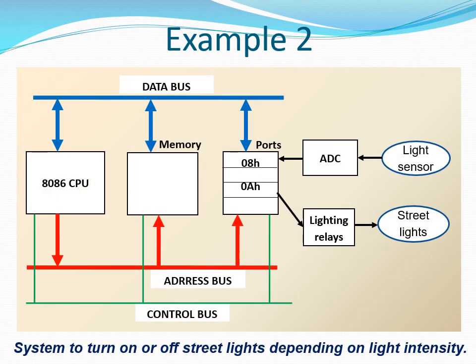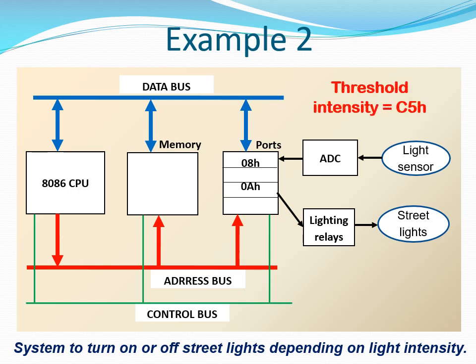Another example that can be used to illustrate the use of labels in programs is a system that switches on or off streetlights depending on light intensity. The system is made up of a light sensor that senses the light intensity and converts it into a signal that is going to be applied into an ADC. The ADC will change this signal into a digital signal, and the output is an 8-bit value that is applied into port 08H. Then the street lights are connected through to port 0AH, and they are connected through relays. So the port is going to switch relays, and the relays in turn are going to switch the street lights.